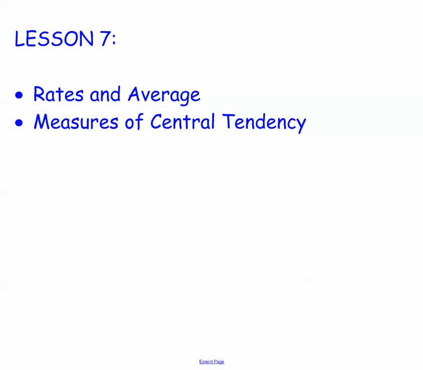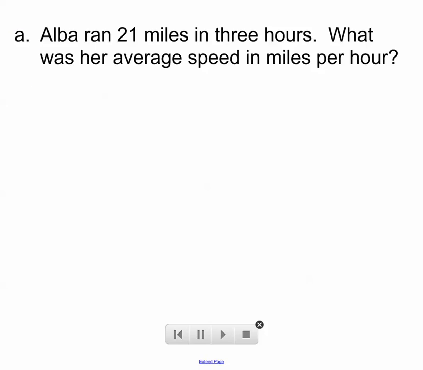Lesson 7 is going to deal with a couple of similar topics: rates and average, and also measures of central tendency. Average is a measure of central tendency. Let's go ahead. Alba ran 21 miles in 3 hours. What was her average speed in miles per hour?